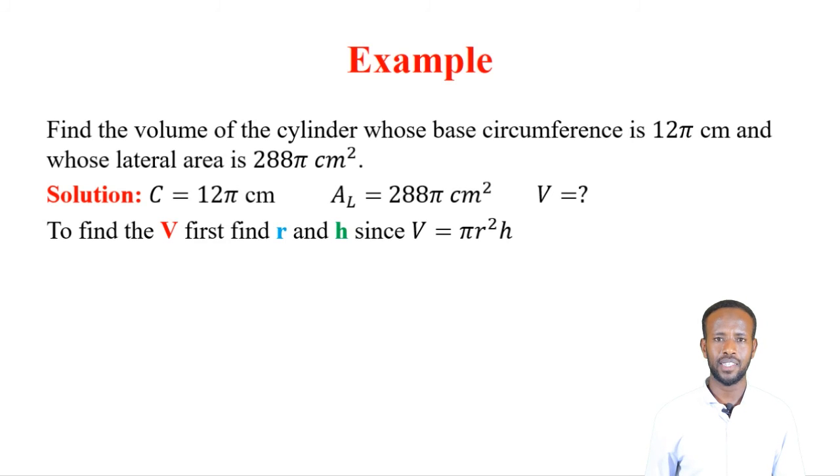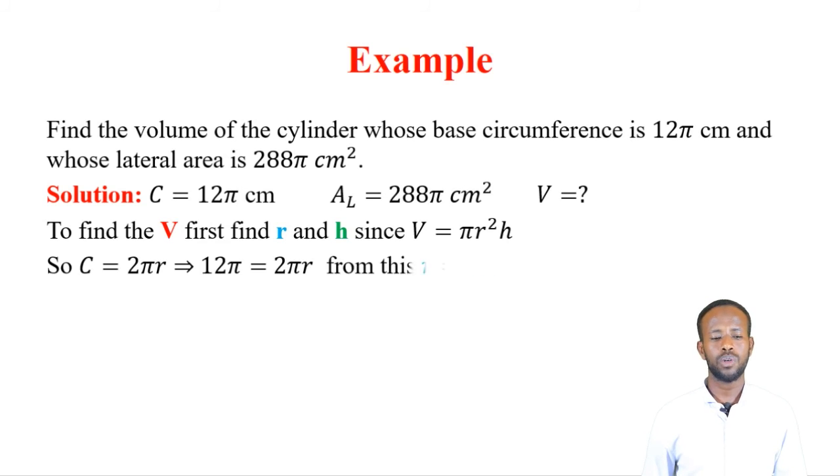We can find it from where? Okay, very good. We can find it from the circumference. Circumference is equal to 2πr, so we can find r from there. Let us see. So C is equal to 2πr, 12π is equal to 2πr, so divide both sides by 2π, and we will get that r is 6 centimeters.